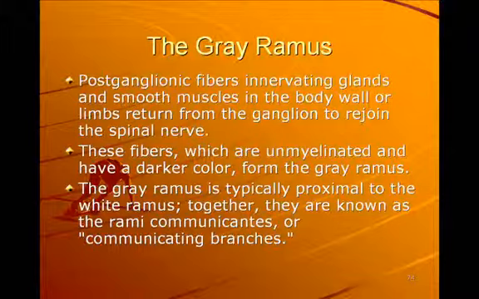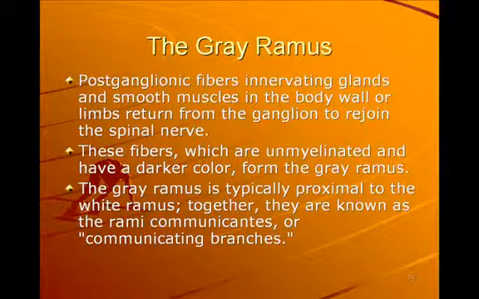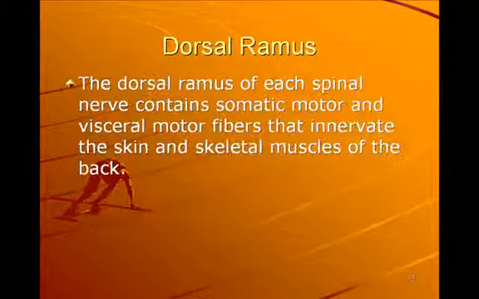The gray ramus, or postganglionic fibers, innervating glands and smooth muscles in the body wall or the limbs, return from the ganglion to rejoin the spinal nerve. These fibers, which are unmyelinated, have a darker color and thus form the gray ramus. The gray ramus is typically proximal to the white ramus. Together, they are known as rami communicantes, or communicating branches.